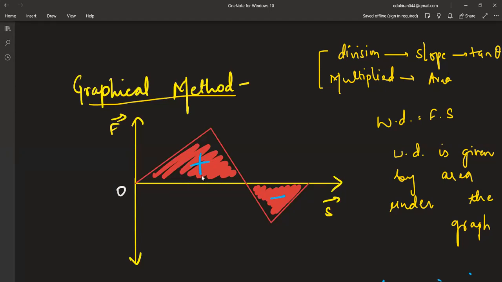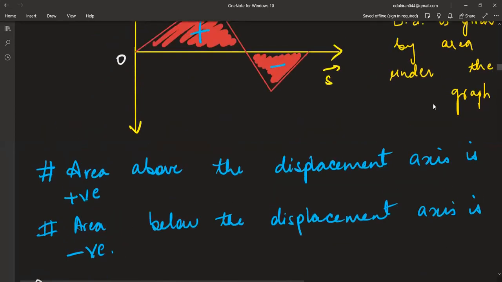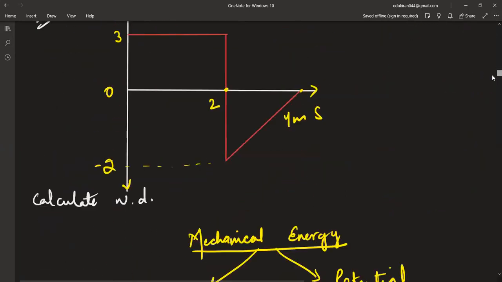So positive for all the area above the displacement axis, and negative you will consider for all the area which is below. Now if it's a triangle, half base into height you will use. If it's a square, side into side. If it's a rectangle, length into breadth. If it's a semicircle, sometimes the forms in our questions are like this, cosine or sine graph, so you will use pi r square by 2. So use the proper area of the figure which is being formed. If a trapezium is there, half into height into the sum of the opposite sides you will consider. So area above the displacement axis is positive, area below the displacement axis is negative.